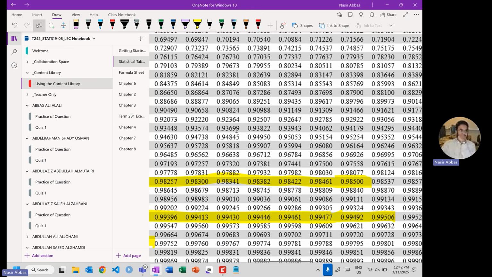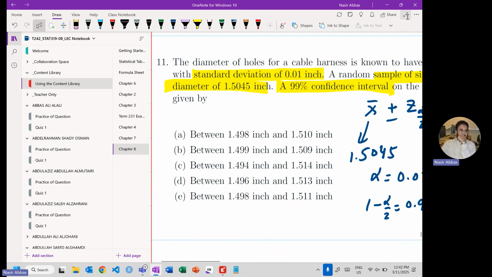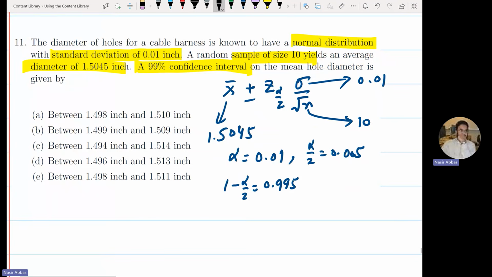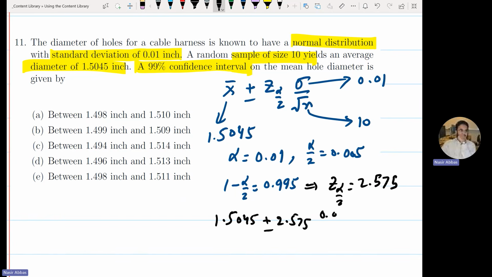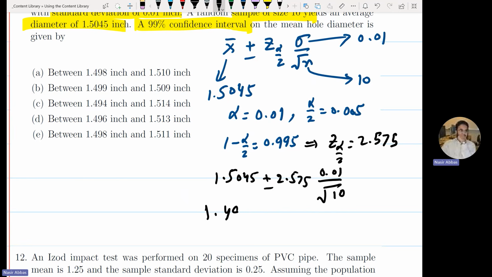So I will take the middle of 2.57 and 2.58, which is 2.575. So my Z alpha by 2 will be 2.575. Now plug everything into the interval and you get 1.5045 plus minus 2.575. Sigma is 0.01 over root of 10. And you get the limits to be 1.496357 all the way up to 1.512643. Which one is closest?